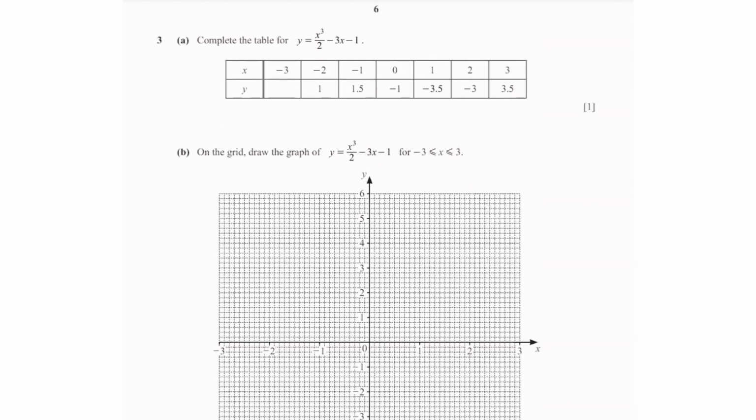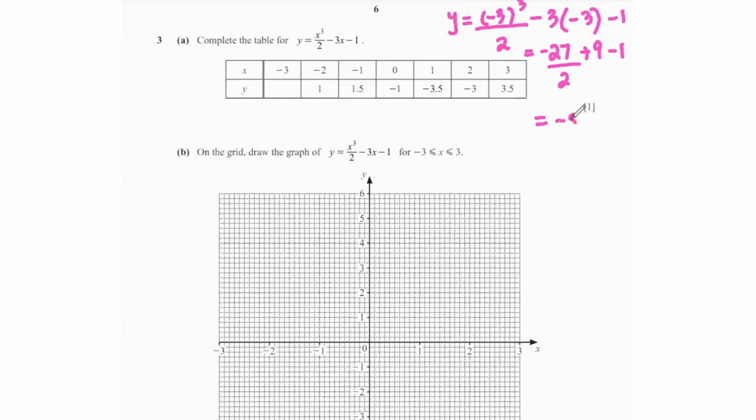Question 3 says complete the table for y equals x cubed over 2 minus 3x minus 1. So I'm going to substitute x with negative 3. That will give us negative 27 over 2 plus 9 minus 1, which equals negative 5.5 in decimals.